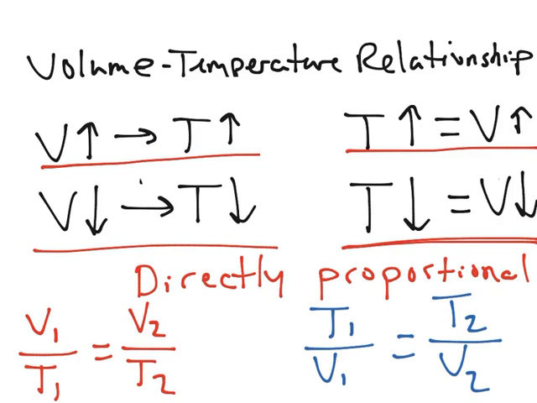Since these are directly proportional, if the temperature in Kelvin doubles, then the volume must double to maintain that proportion, which is what allows us to write these equations.